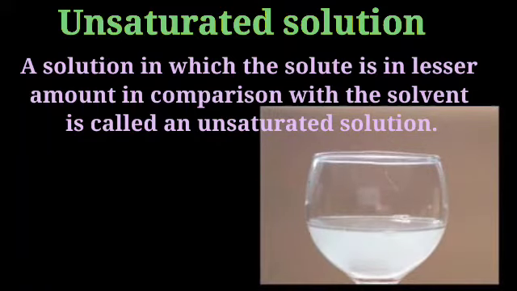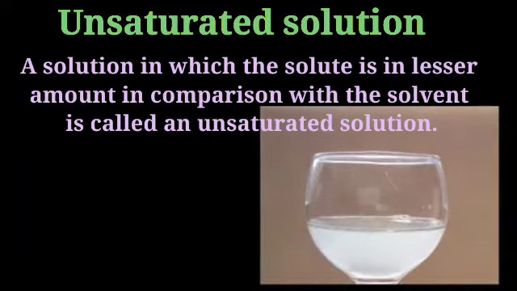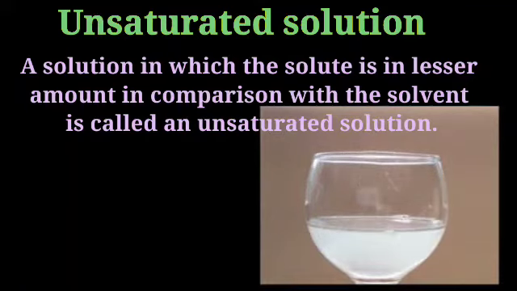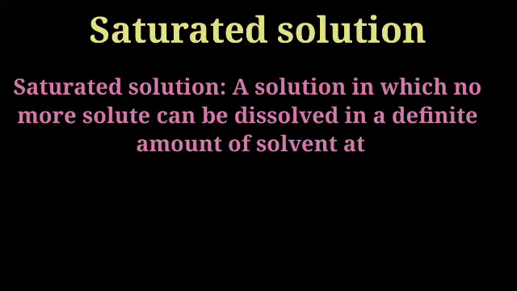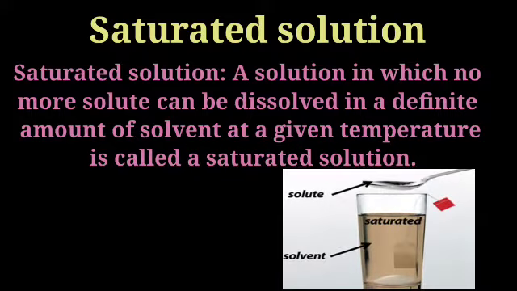Suppose you are adding 1 tablespoon of sugar in 1 cup of water. This is the example of unsaturated solution because you can add more sugar in it. There is no problem. But in the case of saturated solution, a solution in which no more solute can be dissolved in a given amount of solvent at a given temperature is called saturated solution. It means the solution in which no more solute can be dissolved.